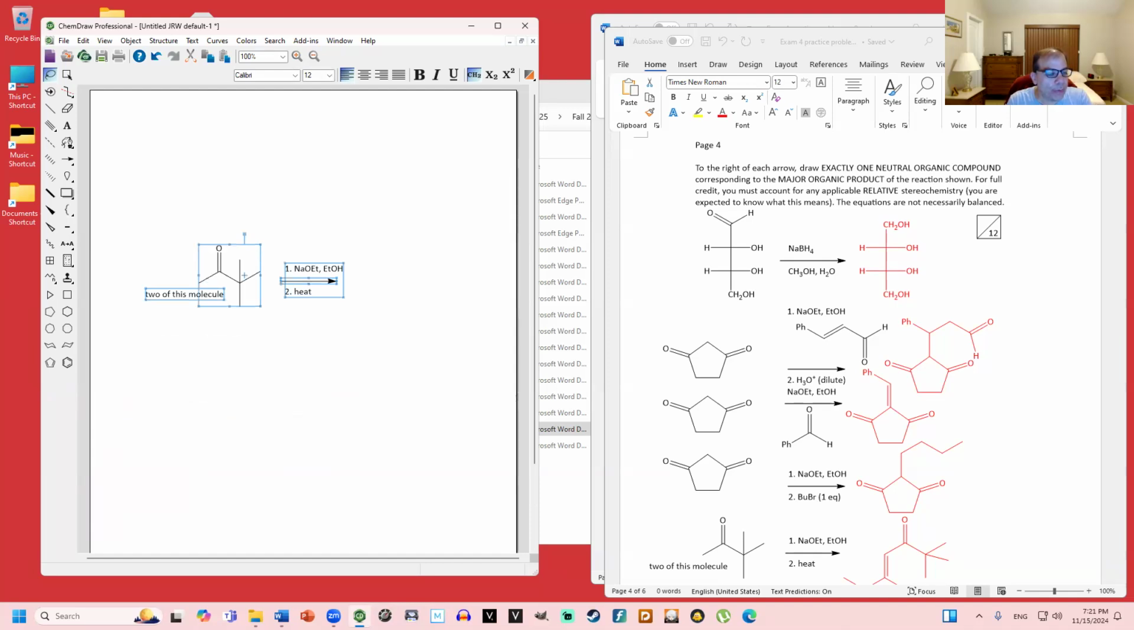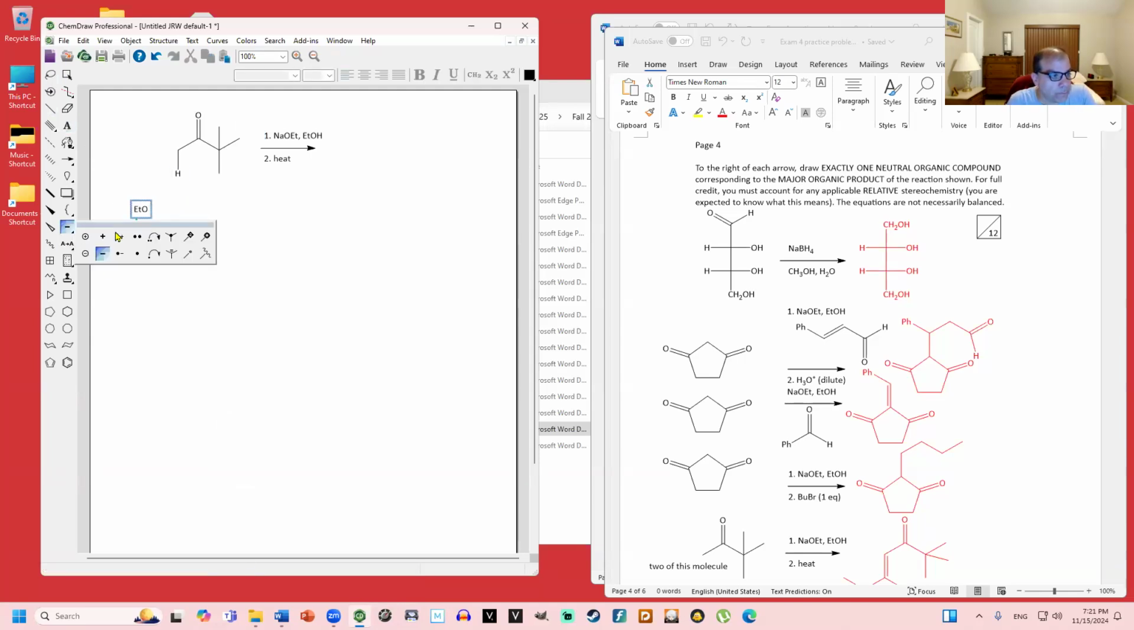The next question is another aldol condensation reaction. This is going to be a self-condensation. So you'll use two of the same molecule. We're going to start by deprotonating in the only place we can deprotonate, which is alpha to the carbonyl. There's only one set of acidic hydrogens. So that's where we'll deprotonate.